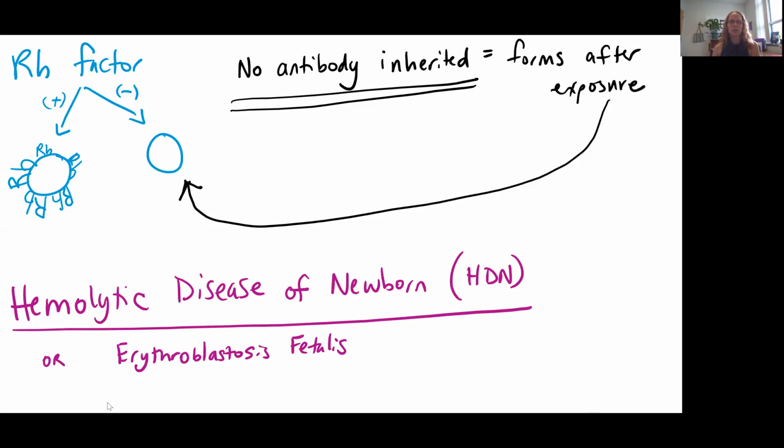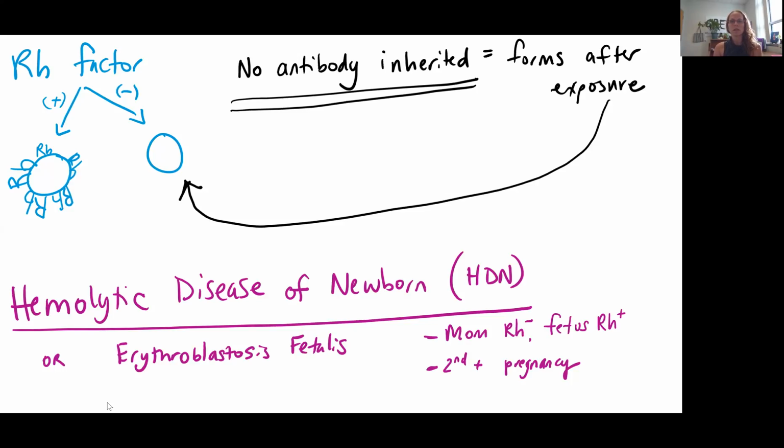So hemo is, of course, blood, lytic is lysis or rupturing, or you can also call this erythroblastosis fetalis, and we'll see why it's called that name as we go through. You're only going to see this particular condition showing up in cases where the mom is Rh negative and the fetus is Rh positive. So the only way that you can have an Rh positive fetus with an Rh negative mom is if the dad was contributing the genes for the Rh positive.